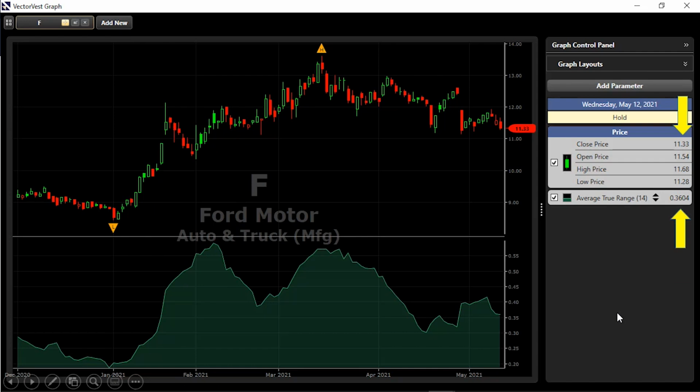So again, a rule of thumb is to multiply ATR by 2. That gives us a 72-cent initial risk. Subtract 72 cents from our cost basis. Again, we're going to assume $11.33 as our cost basis. That gives us our stop loss at $10.61. Now that only will result in a max loss of 6.35%.